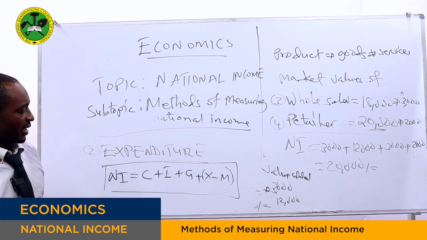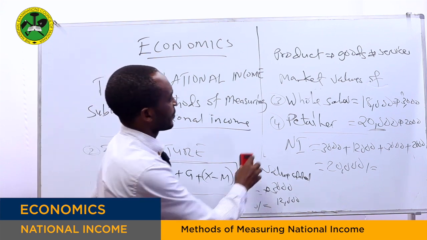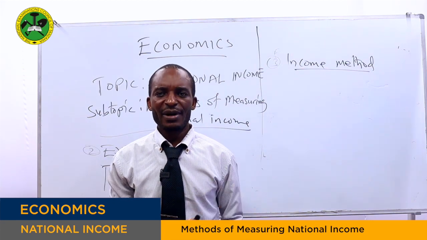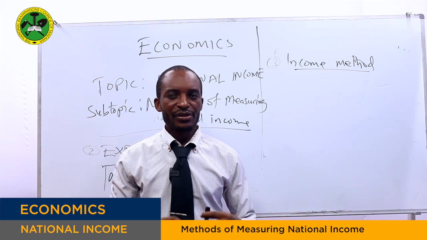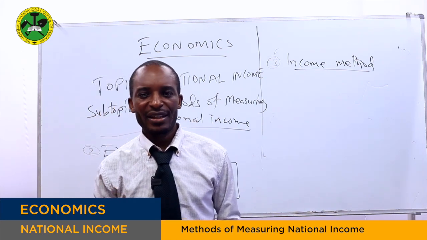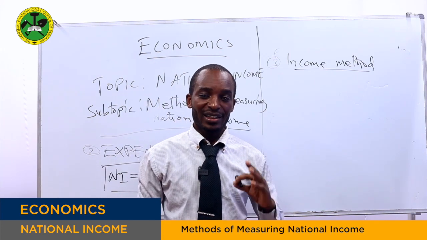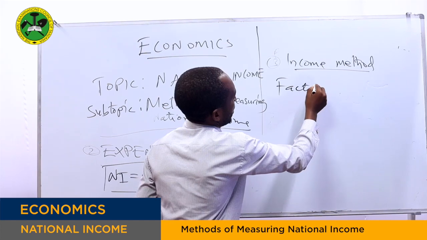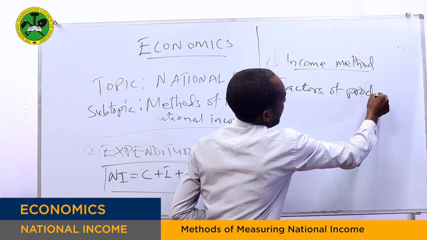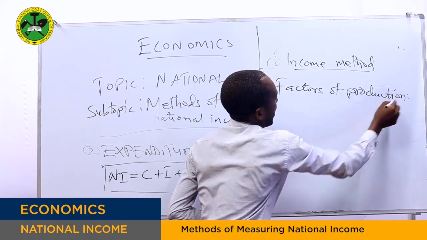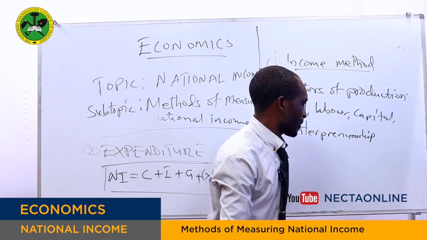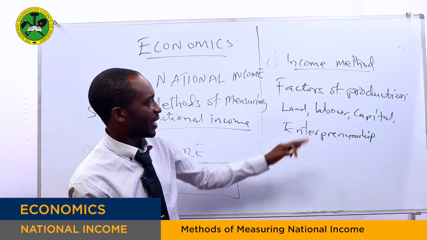The third method we use to calculate the national income is the income method. Under this method, you need to sum up all the incomes received by the factors of production. And we know the factors of production in our economy. Basically we have four factors of production: labor, land, capital, and entrepreneurship or organization.